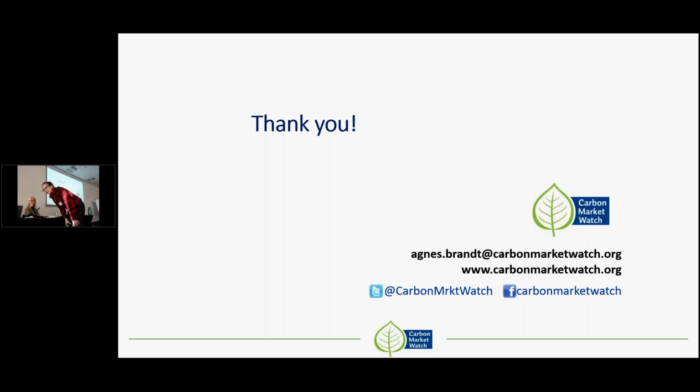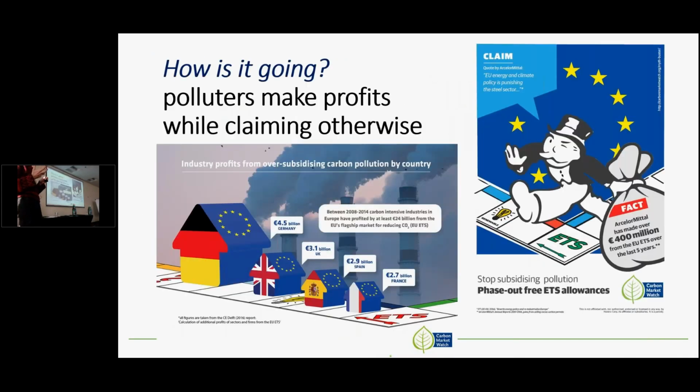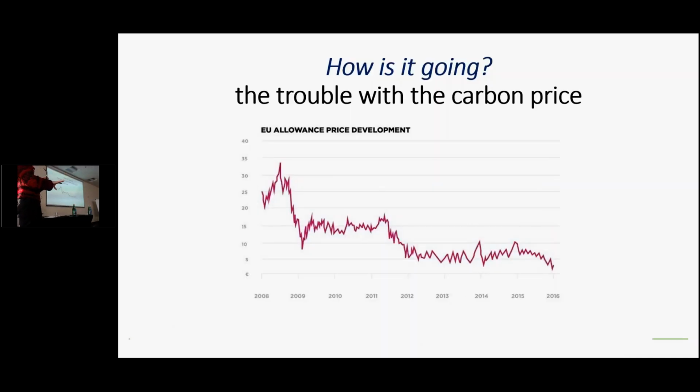So a couple of things to clarify. What determines the price is not how many free allowances you give out and how many you auction. It's actually how many allowances are in the system. That's what determines the price. So the important thing you need to know is, yes, handing out free allowances is bad because it's basically a subsidy for polluting industries. But in terms of what the climate sees, it doesn't matter if you give them out for free or if you auction them, because what matters is how many allowances you have in the system.